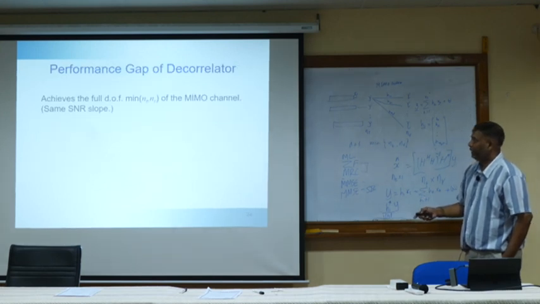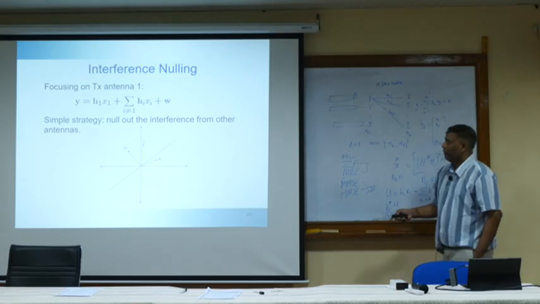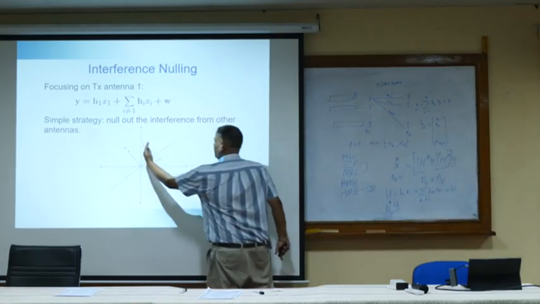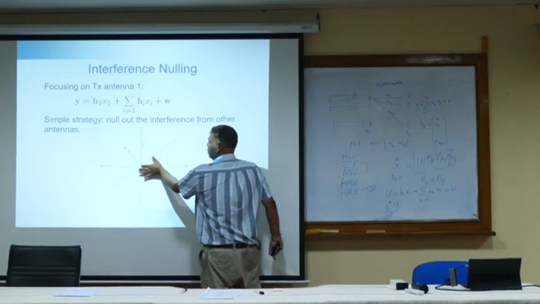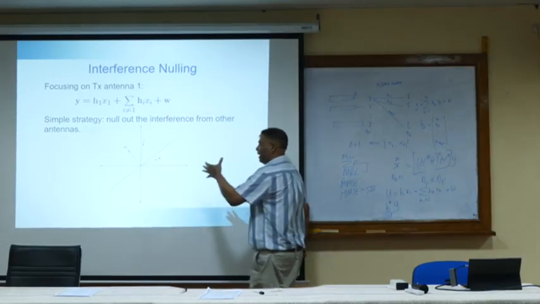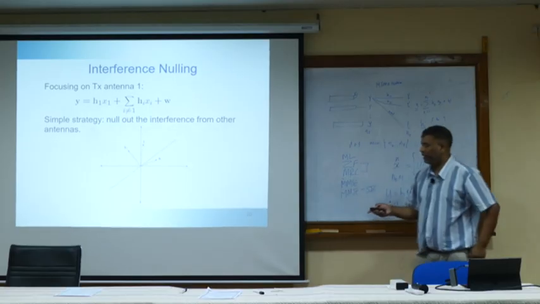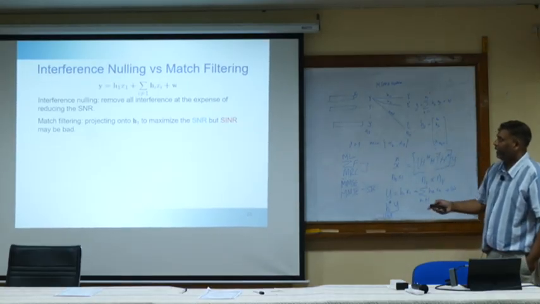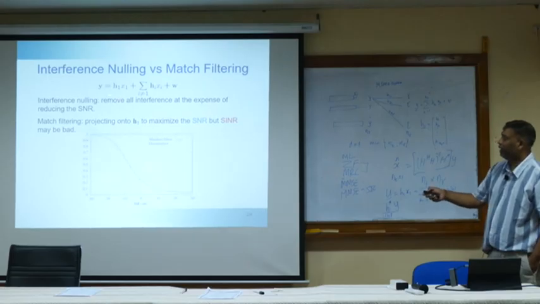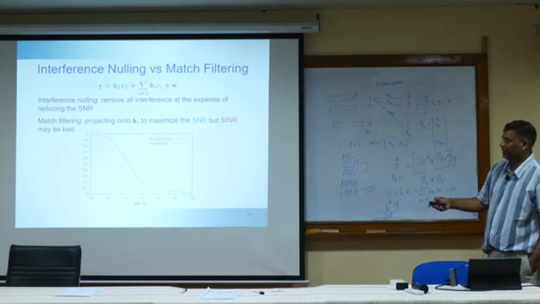When you project this bigger signal orthogonally to the interference, you end up with this smaller signal, so that reduces the SNR. That's why your performance is bad. That's what it's saying here: interference nulling removes all the interference at the expense of reducing the SNR.